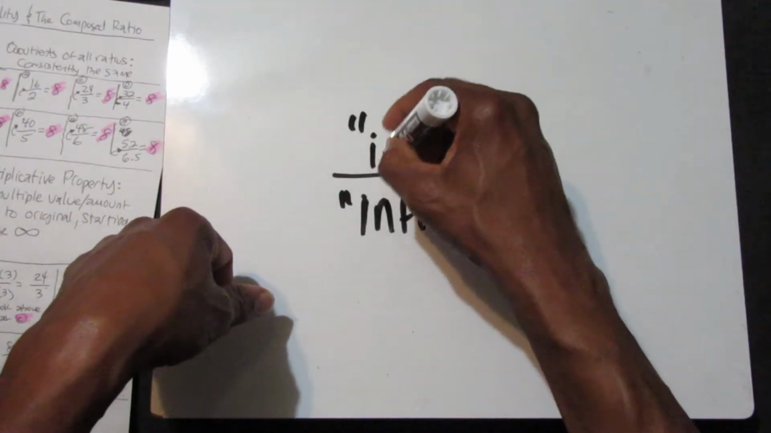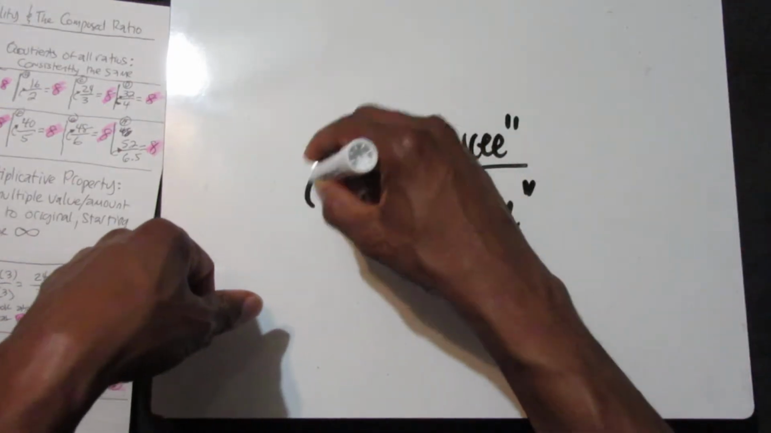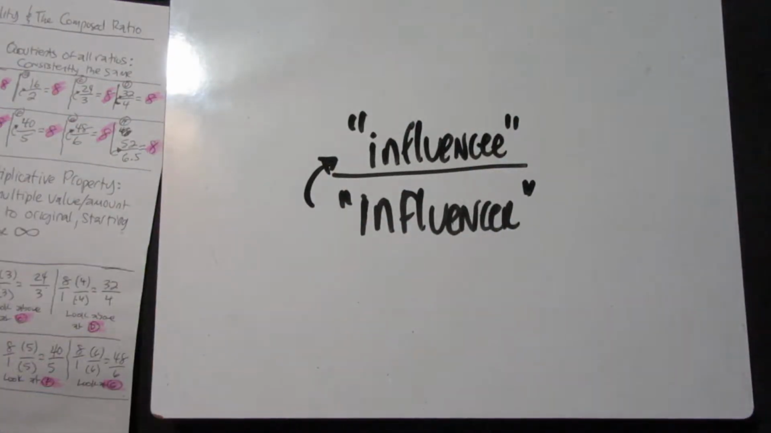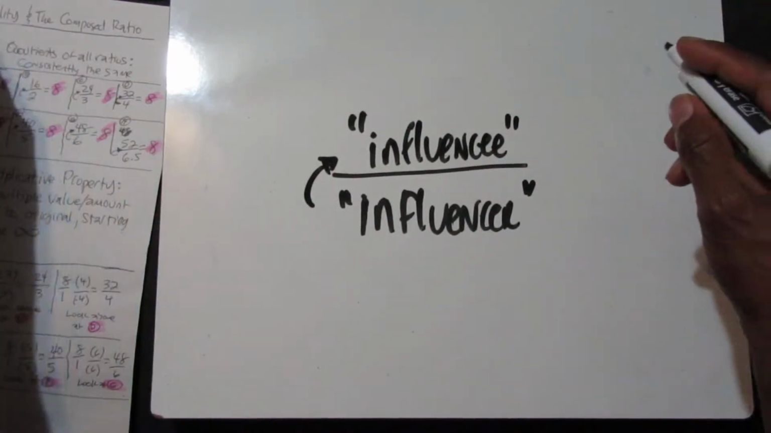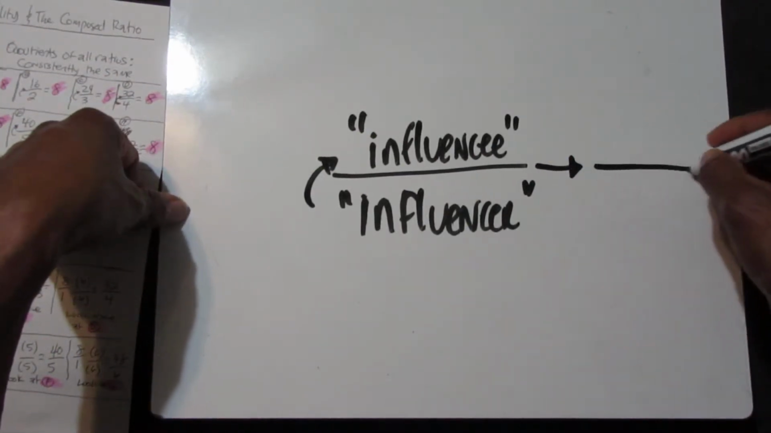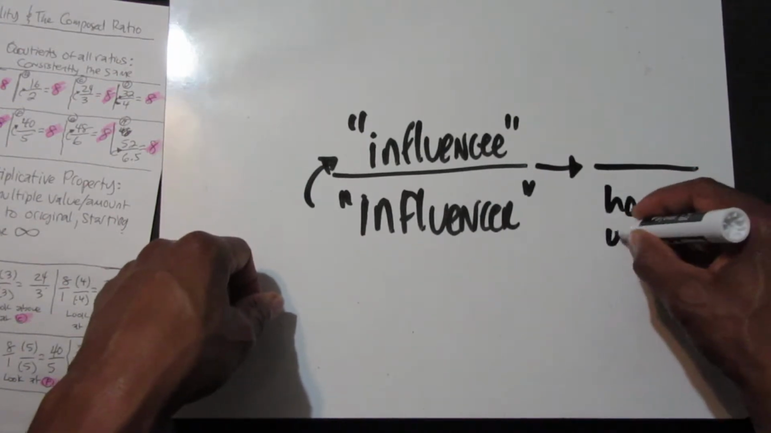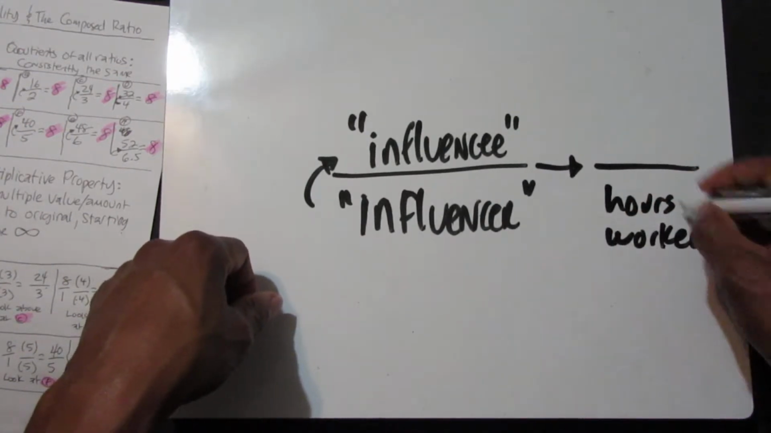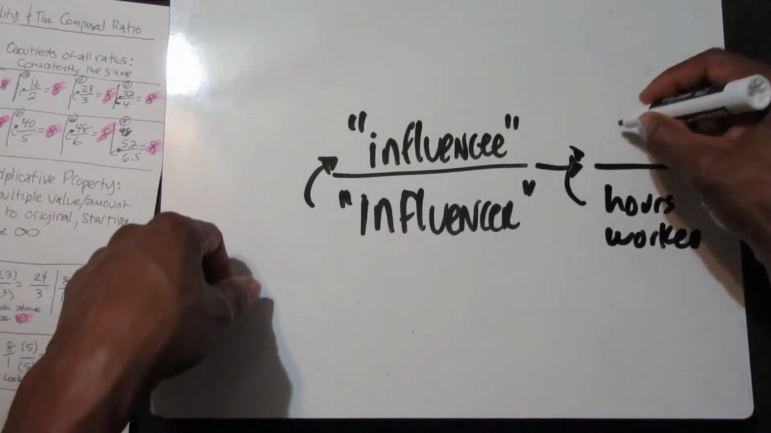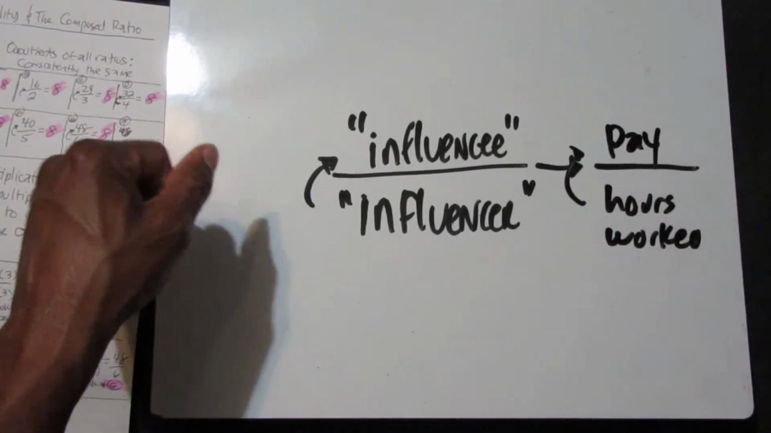And the influencee. All right, for our wind up. So as you look at this challenge here, and it says hours worked to pay, I think most people, particularly the adults, would say that the hours worked is definitely going to influence the amount of pay that they get.